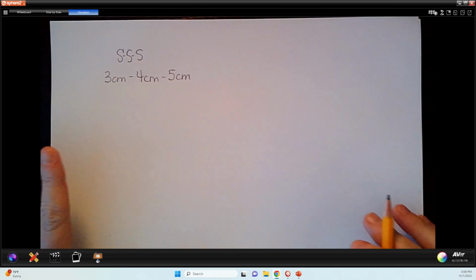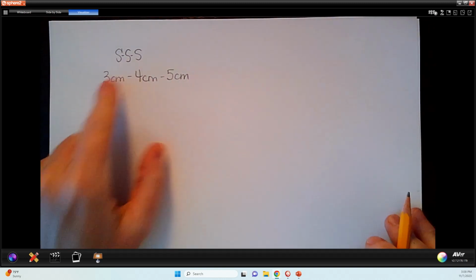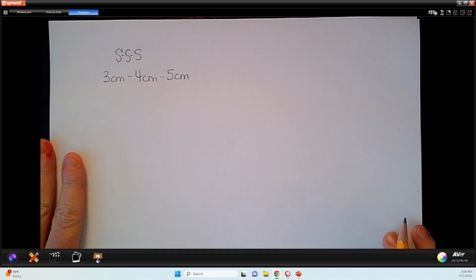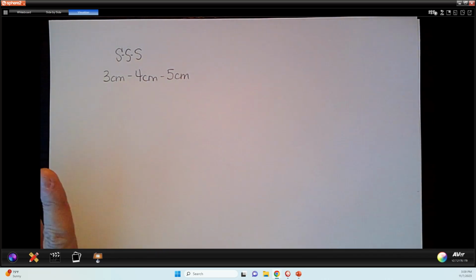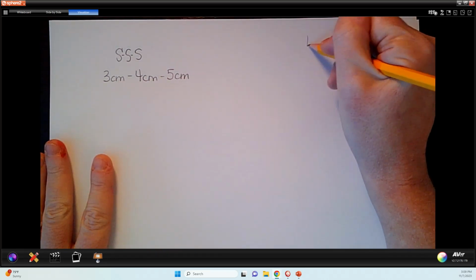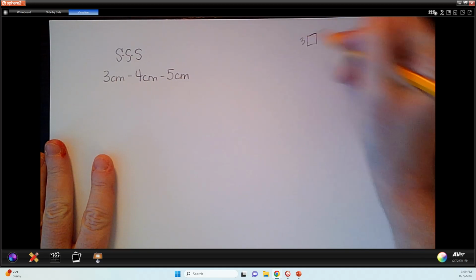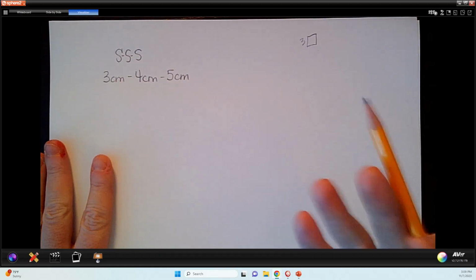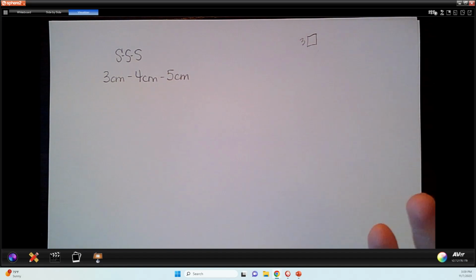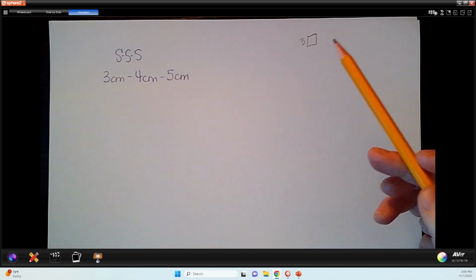Okay, for this one, we're going to take a look at side, side, side. So the side, side, side triangle theorem is actually really easy because it's like having a square. So when we talked in class about how if we know that a square has a 3 centimeter side, we know all sides are 3, and there's only one way we can make a square that has 3 sides, and it's just a square that has 3 sides.